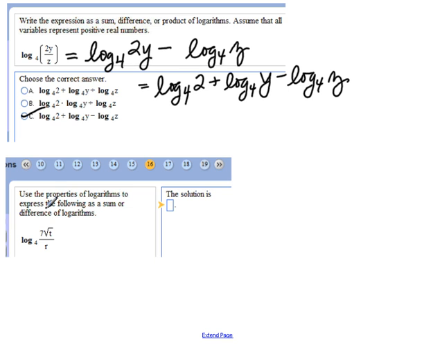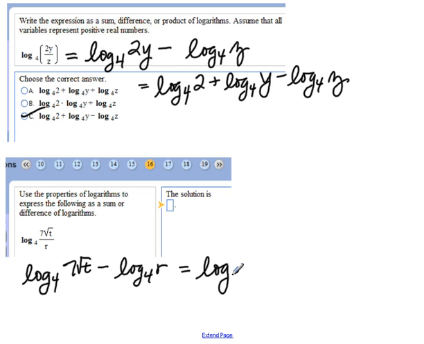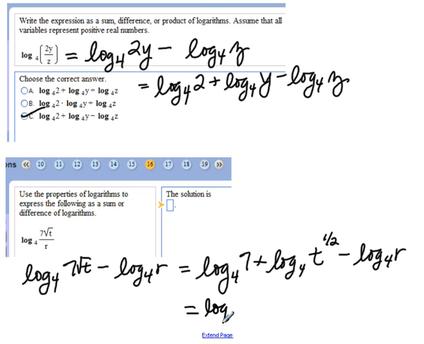Continuing that same type of thing, use the properties to rewrite. So we would have, again, a quotient, so we begin by writing the difference: log base 4 of 7 times the square root of t, minus log base 4 of r. Well, in the first term, we have a product inside the log, so we can expand that to be log base 4 of 7 plus log base 4 of the square root of t. But remember, the square root of t is really t to the 1/2 power, and then minus log base 4 of r. So the final step, we can take down the power inside the log expression. So we would have log base 4 of 7 plus 1/2 times log base 4 of t minus log base 4 of r.